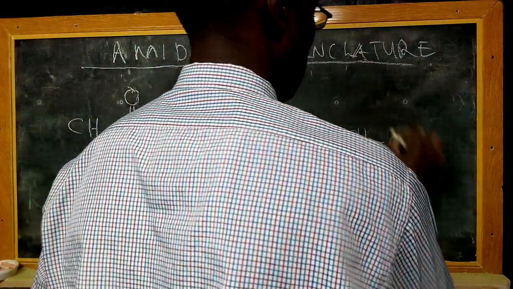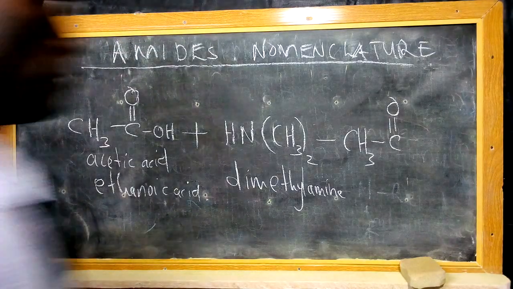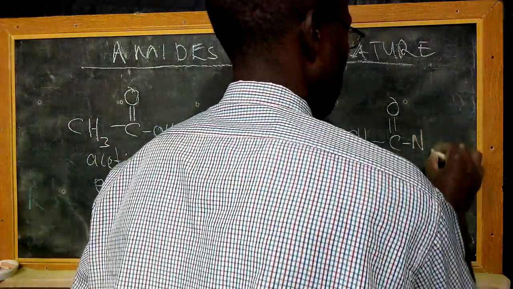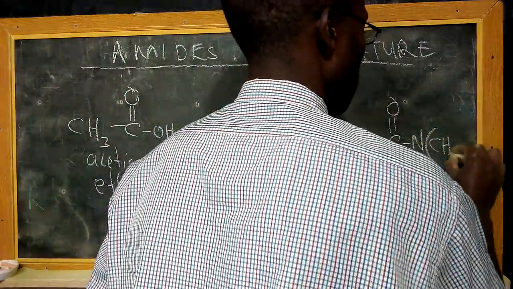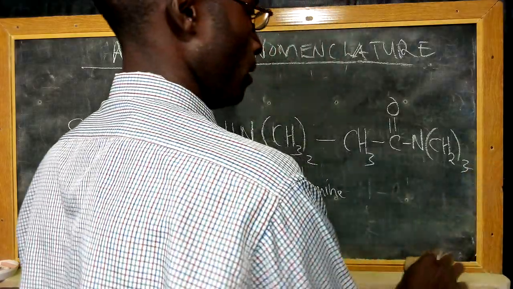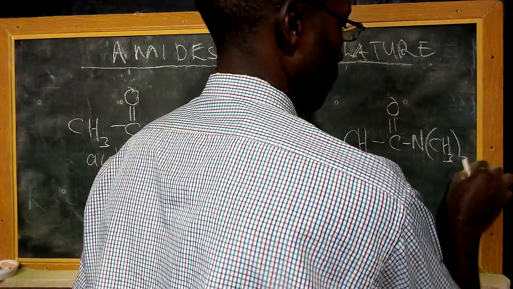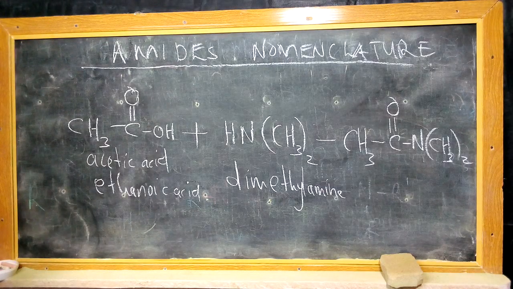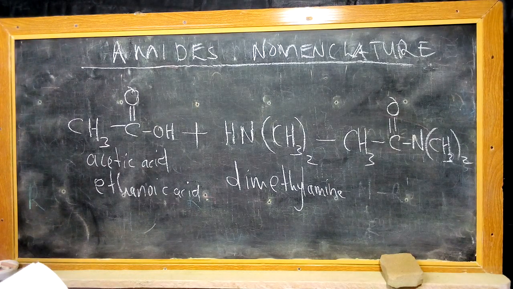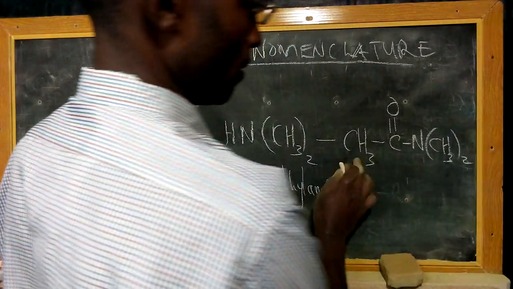So the carbonyl carbon will be at that point, and then we shall have attachment for the nitrogen and the two methyl groups, so it is CH3, and the name of that compound will be known as dimethyl acetamide.